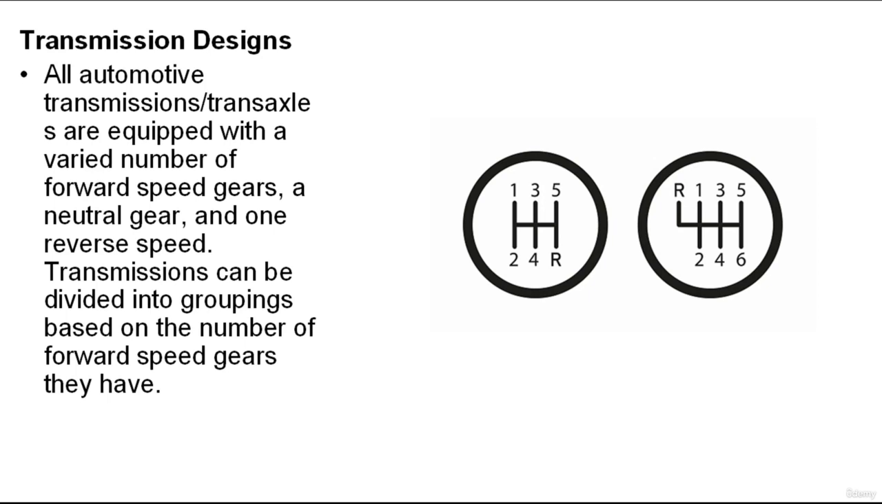And let's study right now the transmission designs. All automotive transmissions or transaxles are equipped with a varied number of forward speed gears, a neutral gear, and one reverse speed. Transmissions can be divided into groupings based on the number of forward speed gears they have. 5-speed transmissions and transaxles are now the commonly used units, and some of the early 5-speed units were actually 4-speeds with an added on fifth or overdrive gear.